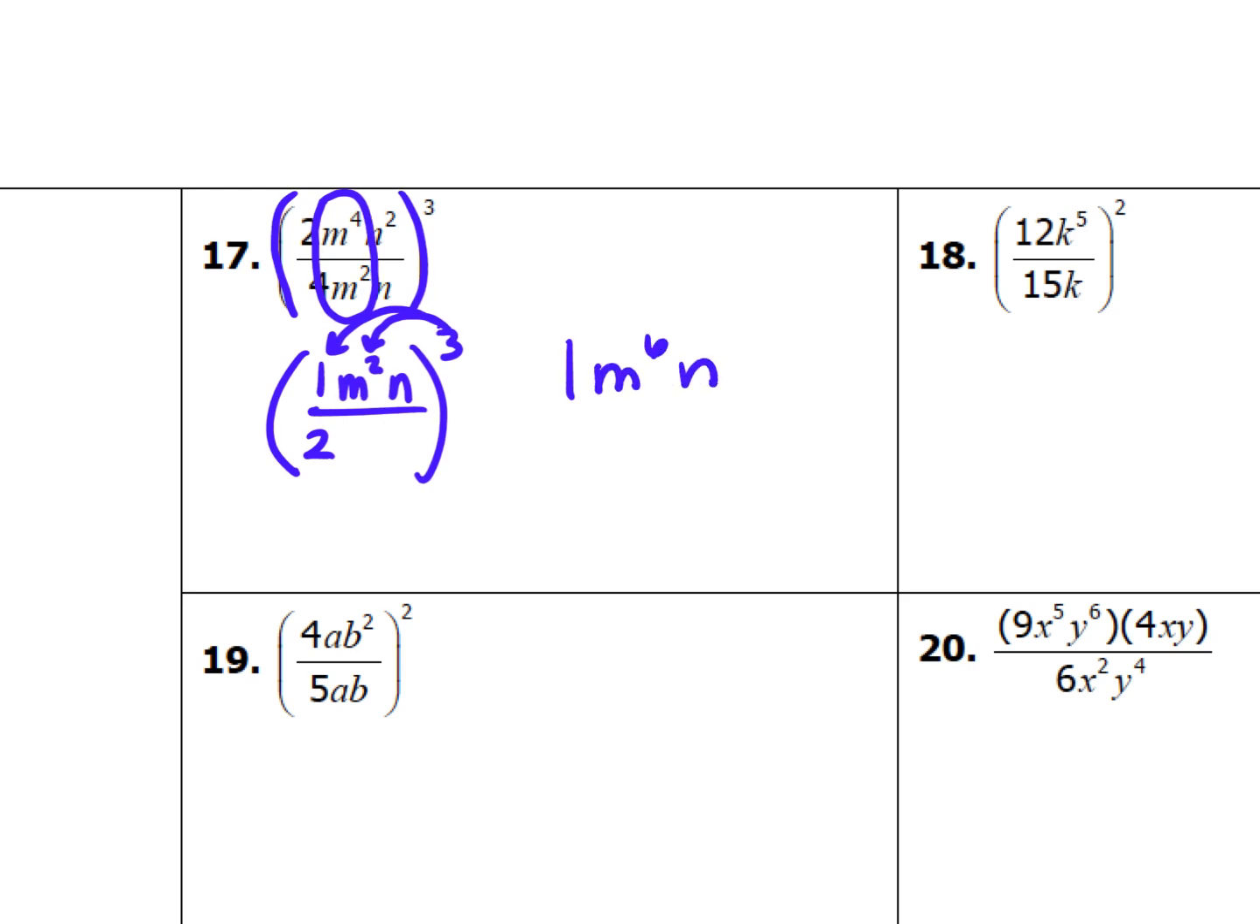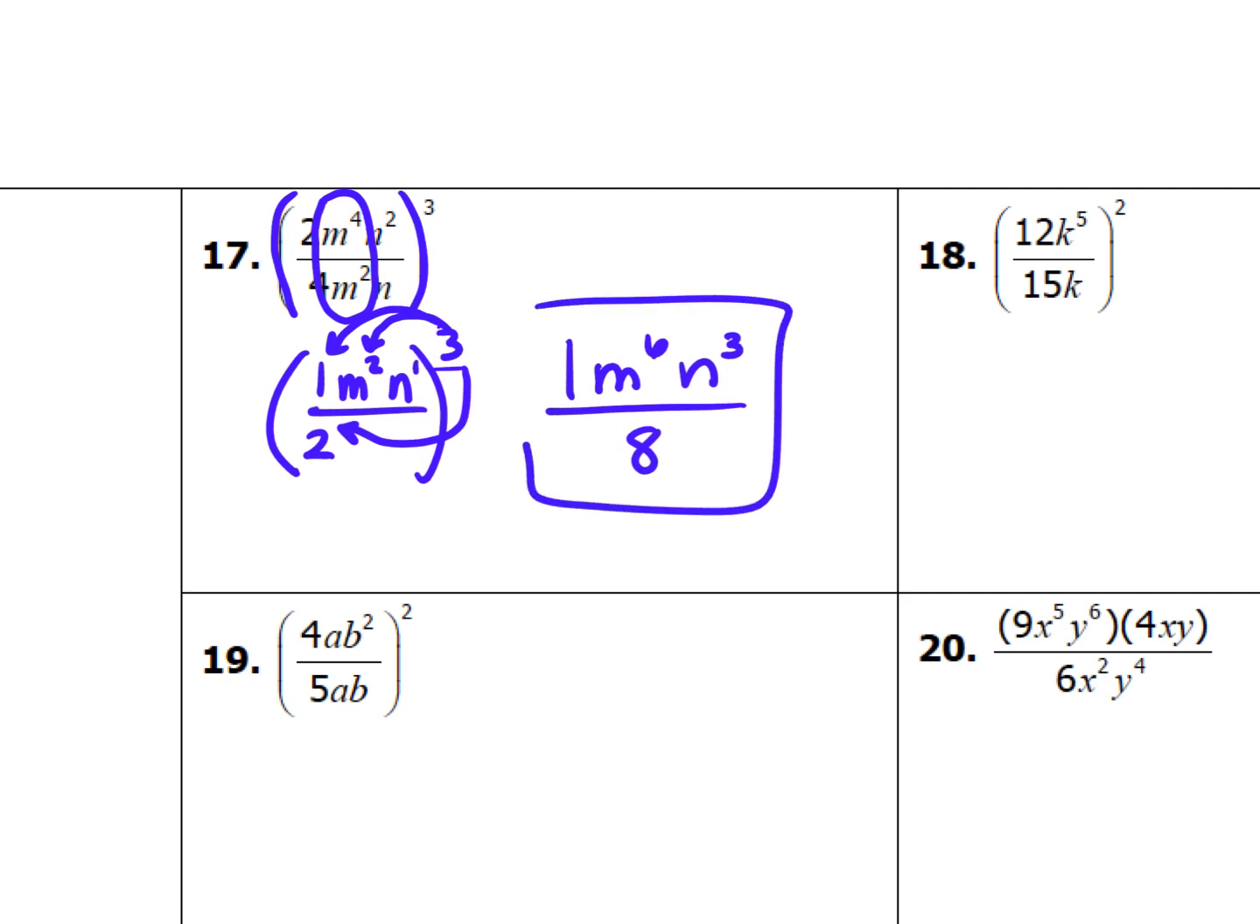N to what power? Currently it's n to the 1st, but we're going to cube that. So n to the, I heard someone say it, the 3rd. Okay, but then you got to do the bottom too. So 2 to the 3rd power is what? Not 6. 2 times 2 times 2. 8. Okay, so you can leave it right like that. Or if you want, you could turn it into 1/8 m to the 6th, n to the 3rd. Either one of those ways is good.